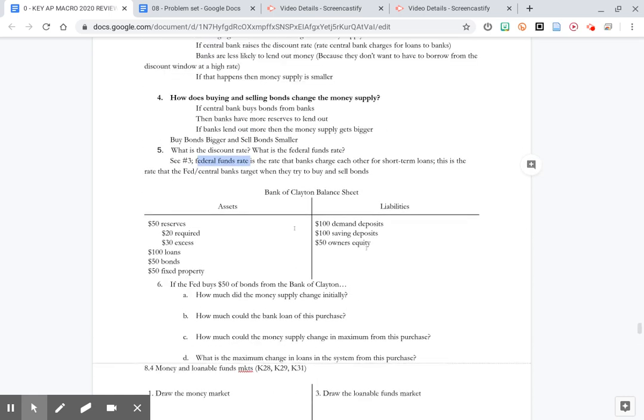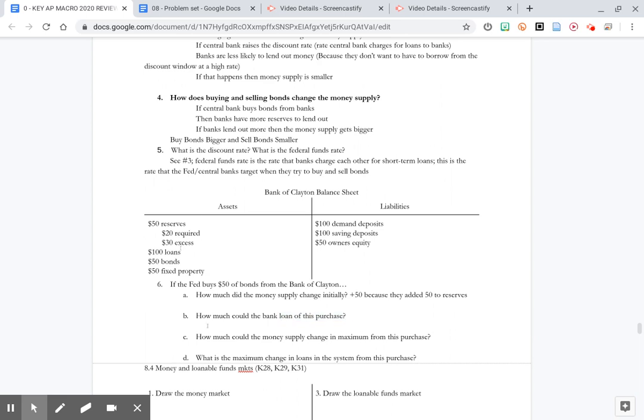Okay, now let's return to that balance sheet that we looked at once already, and we'll talk about if the Fed buys $50 of bonds from the Bank of Clayton. In this one, how much did the money supply change initially? It increased by 50 because they added 50 to reserves. Now, one way to think about this would be that maybe M1 didn't change, right? But there's literally more monetary base because now the Fed bought bonds and they credited it with $50 in reserves.